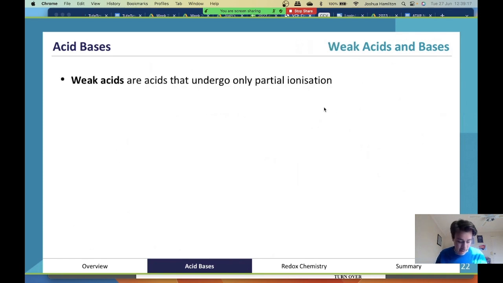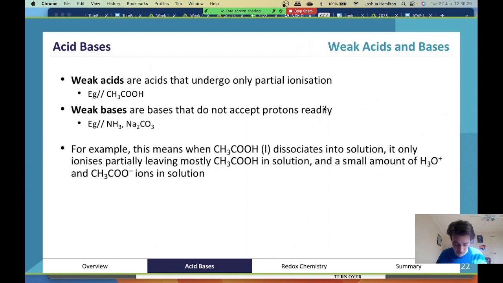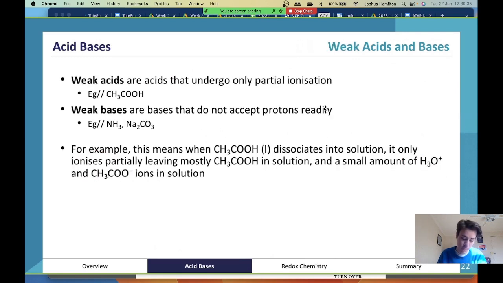So weak acids and bases undergo only partial ionization, and weak bases, as you can see here, are bases that do not accept protons readily. What's really important is you need to know one example for each of these. So you need to know an example for a strong acid, an example for a strong base, an example for a weak acid, an example for a weak base. You need to remember one for each. Really important.